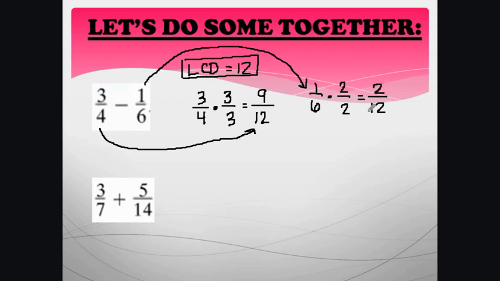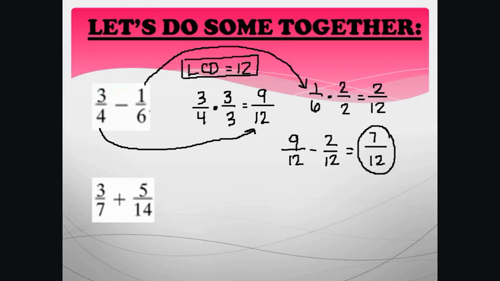Now that we have our equivalent fractions, we can rewrite them and find the difference. We have 9/12 minus 2/12. Our denominator stays the same since we have a common denominator now, and we're just left to find the difference between 9 and 2. 9 minus 2 equals 7. 7 and 12 do not have any other factors in common other than 1, so it is in simplest form. So 3/4 minus 1/6 is equal to 7/12.